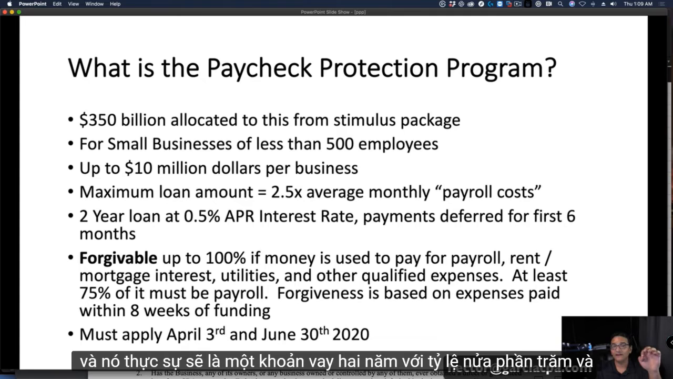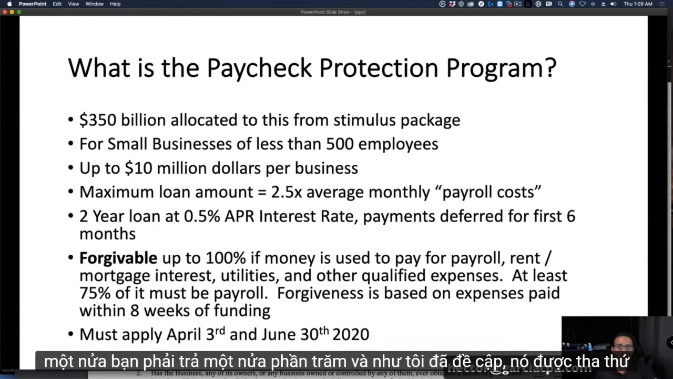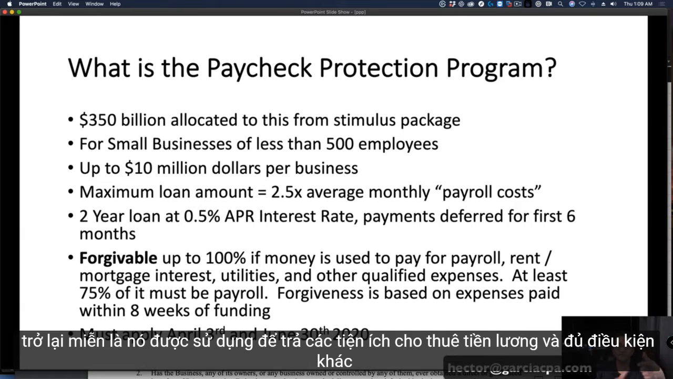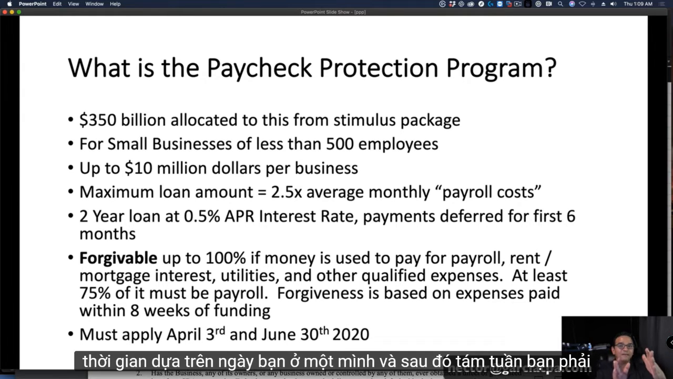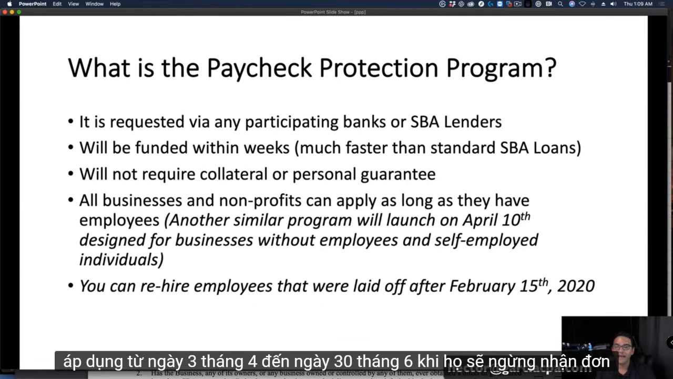And it's actually going to be a 2-year loan at 0.5% rate. And the payments will be deferred for the first 6 months. And then for the next 1.5 years, you have to pay it at that 0.5% rate. And as I mentioned, it is forgivable. Up to 100% of the money will be forgiven. You don't have to pay it back as long as it's used to pay payroll, rent, utilities, and other qualified purchases, which we'll speak about. That forgiveness period is based on the day you get the loan and then 8 weeks later. You must apply between April 3rd and June 30th, when they will stop taking applications.